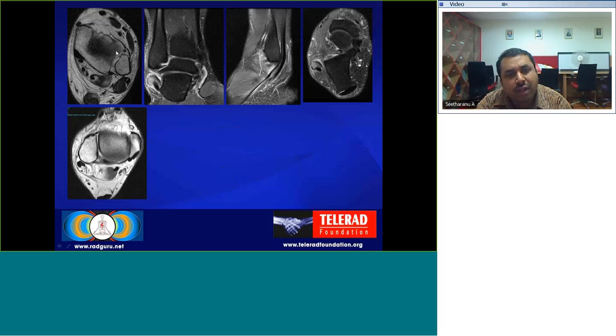These are the images demonstrating the normal peroneal tendons, and images demonstrating edema of the peroneal tendons. This is a sagittal image demonstrating the split tear of the peroneus brevis. You can see that the tendon is split into two portions, and this is tendinosis or a severe degree of interstitial tear involving the peroneus brevis tendon.